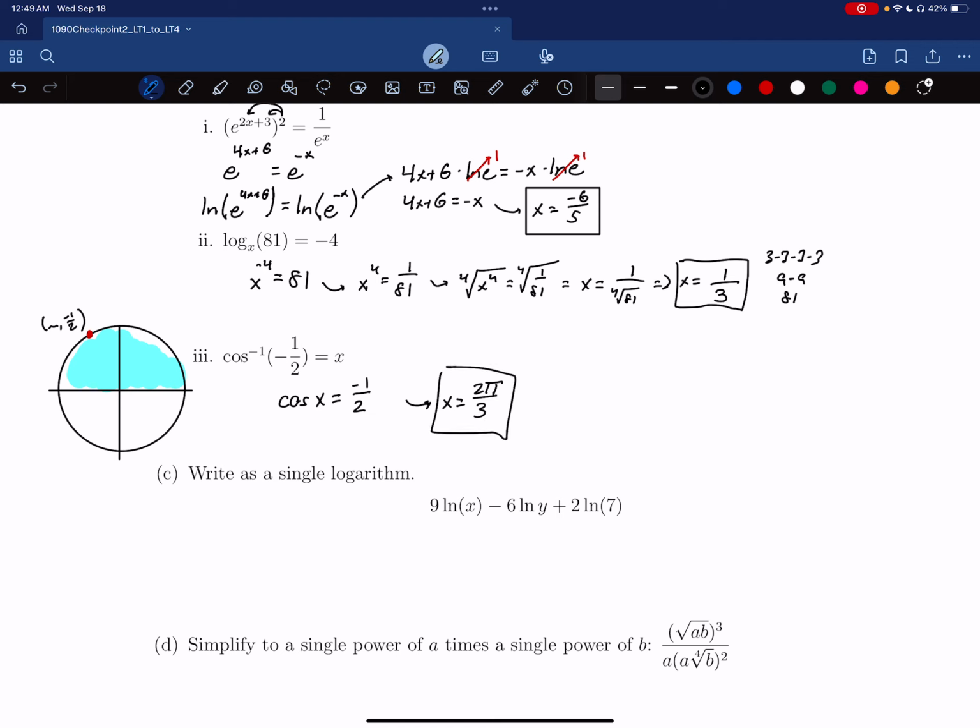And based on this, you can always go back and check your equation. What is cosine of 2 pi over 3? Well, that would be -1/2. So perfect. This checks out.